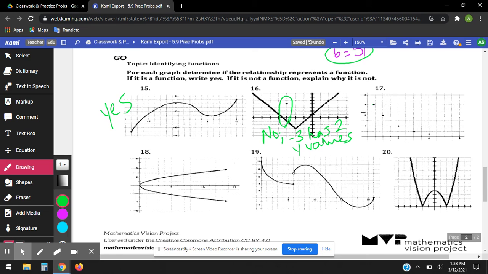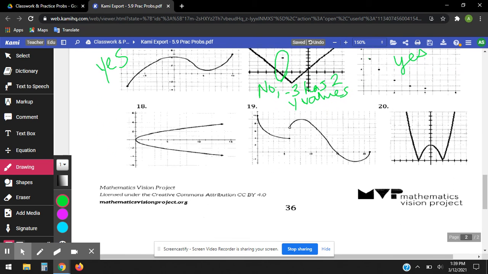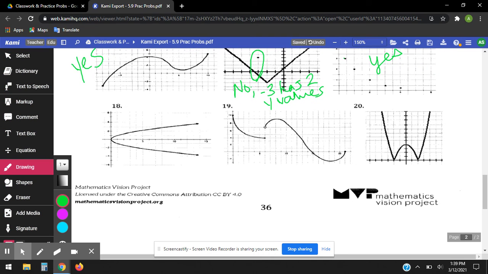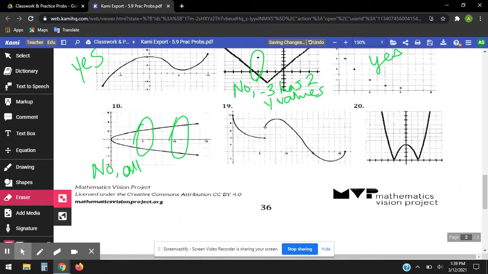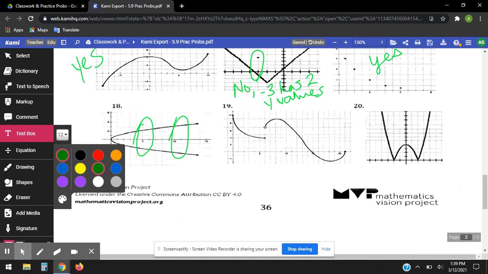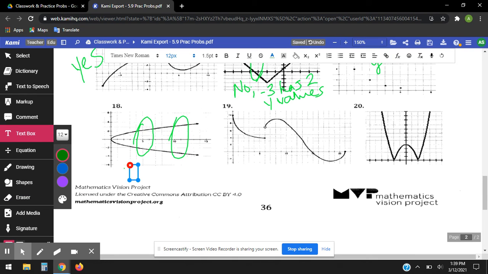Okay, 17. As I'm going across here, it looks like each one of these has only 1 point. So yes. 18. Oop, 18. We'll scoot over here. Nope, look at this. There's doubles all the way around. No. I'm going to type these because these are a little bit longer. No.